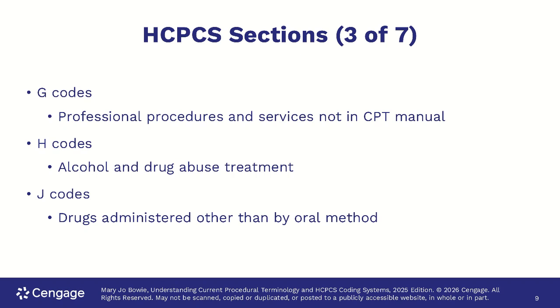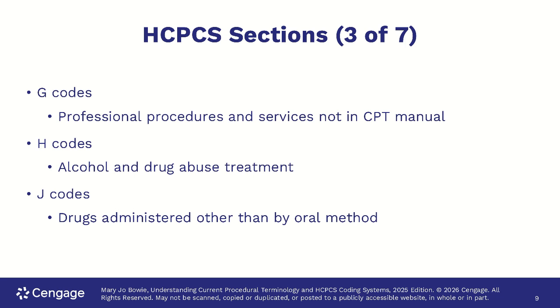H codes, alcohol and drug abuse treatment. These codes are not recognized by Medicare, but are used by Medicaid agencies that are state mandated for reporting mental health services, including behavioral health. J codes. J codes are used to report drugs that would typically not be self administered. So, other stuff other than oral, right? J codes can be found by referencing terms like chemotherapy, inhalation, IV solution.